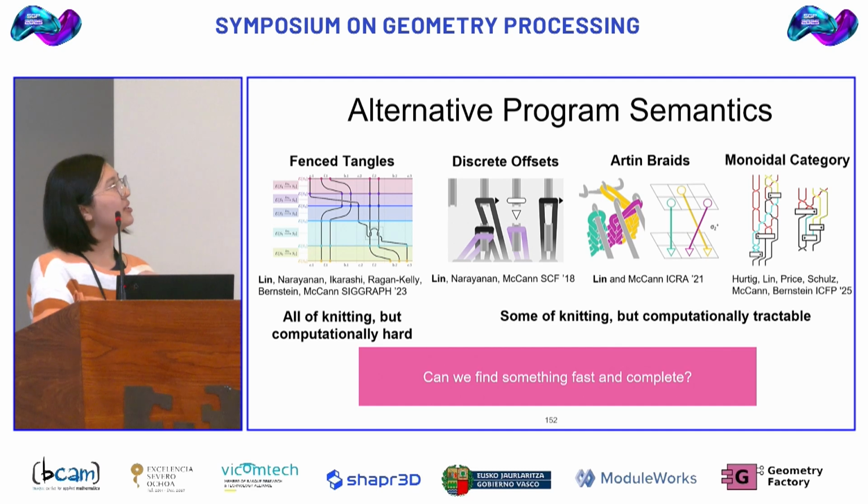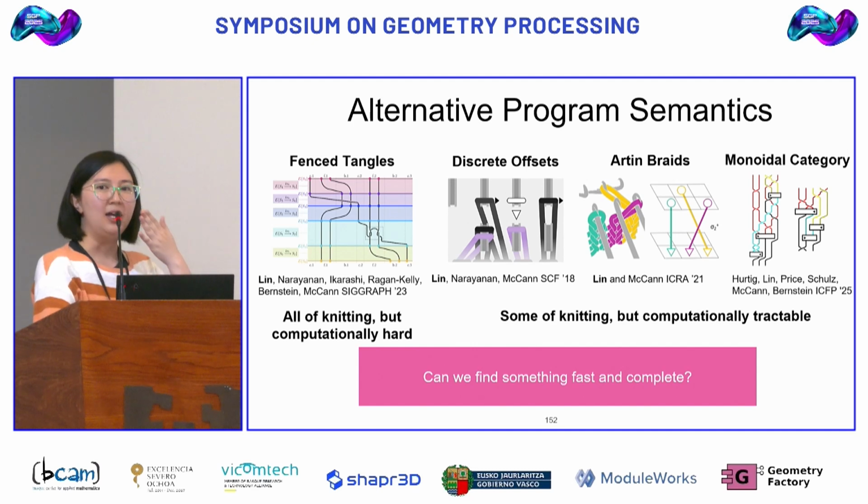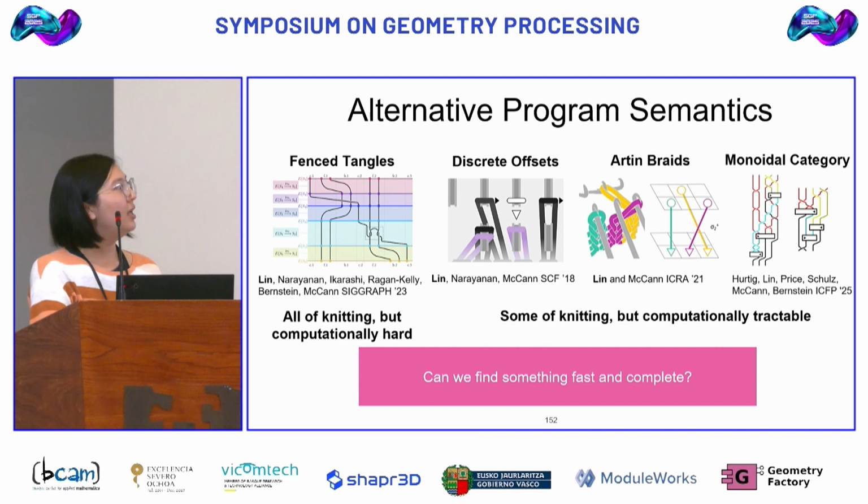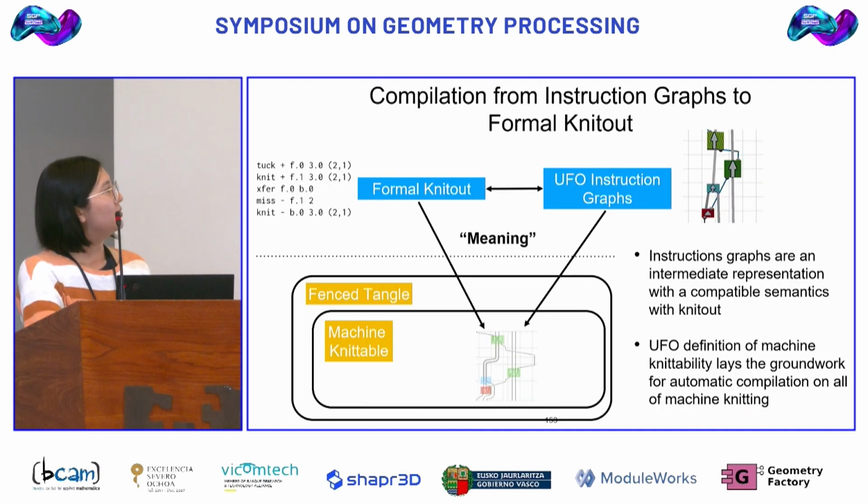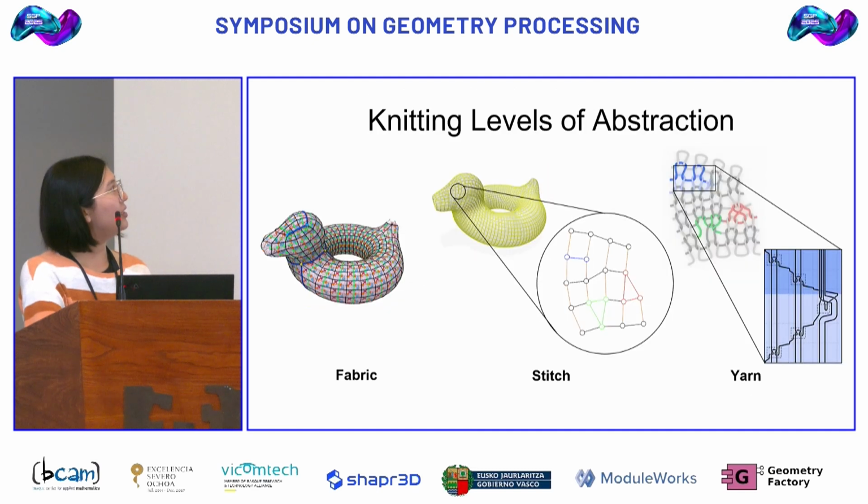Another interesting thing is that I've talked a lot today about fence tangles and why they're pretty good as a semantic domain, but they also have their issues. It's very difficult to generally verify the equivalence between two fence tangles, but there are other mathematical objects that are a little bit easier to compute on. So there's a question about whether we can find something that can represent all of knitting and all of the equivalences that we care about, or if we have to find other ways to reason about program equivalence.